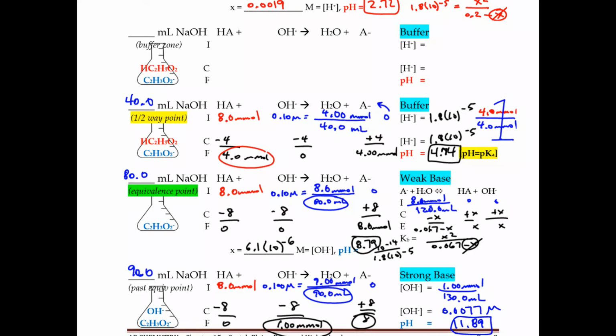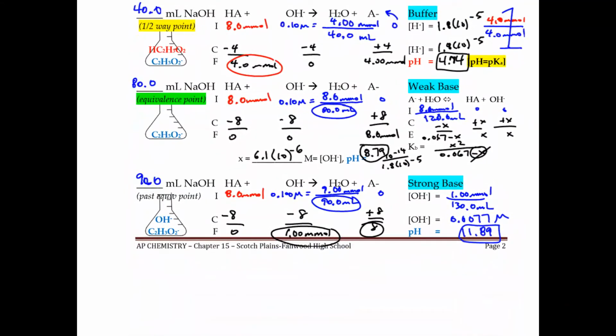Lastly is when you have extra of the base, in this case, that you added, and so at the end you have a bunch of strong base and weak base. We only care about the strong. So the strong is going to be moles over liters, and that's OH, so you have to negative log and 14 minus it, and you get 11.89 as your final pH.